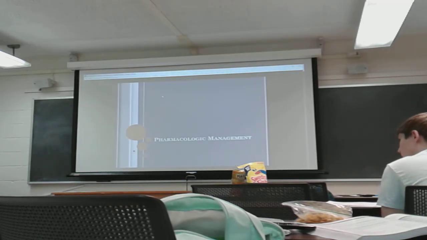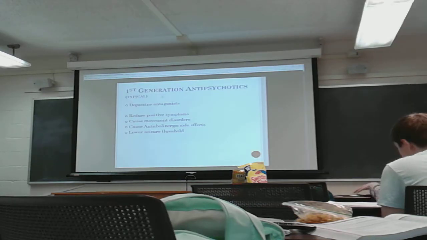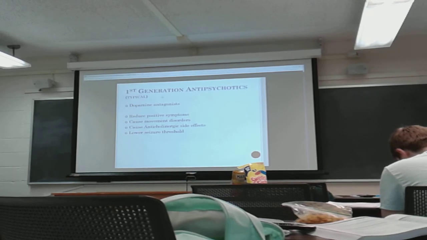So, drug management. First generation antipsychotics are the first ones developed, early 50s, 1952. They work by being dopamine antagonists, so somehow they alter dopamine. And remember, dopamine is kind of the main culprit in schizophrenia.